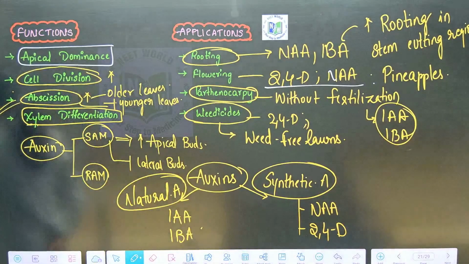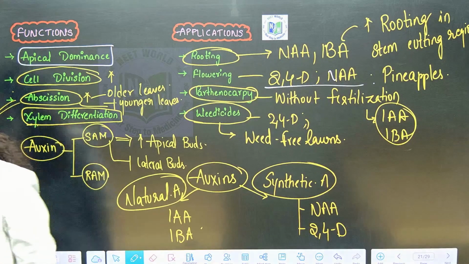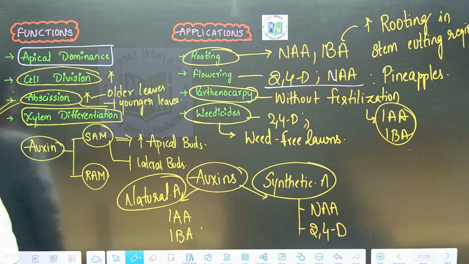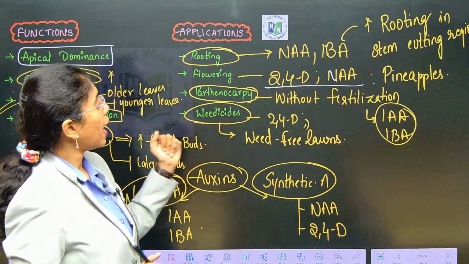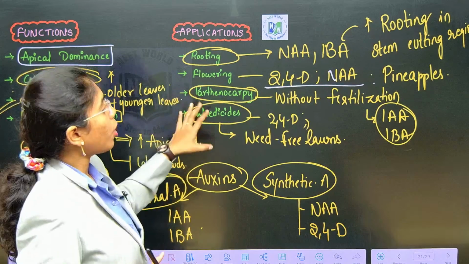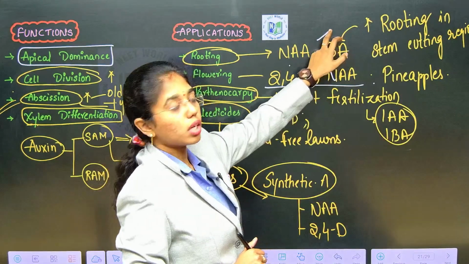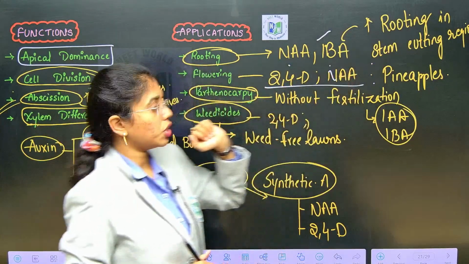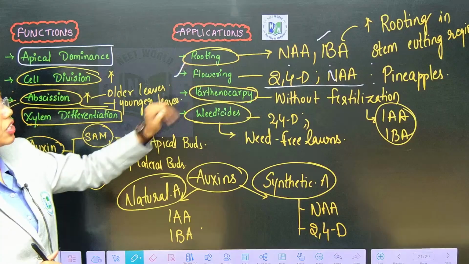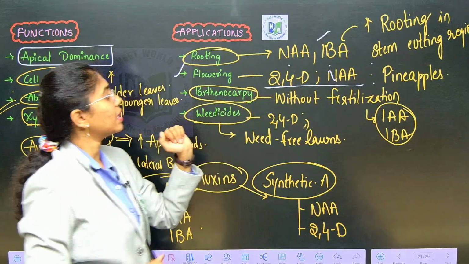And it includes xylem differentiation, and if you look into the applications of auxin, applications of auxin include rooting, flowering, parthenocarpy and weedicides. Of this, the most important segment you have to remember is NAA and IBA, one of which is natural auxin and the other is synthetic auxin, which will promote rooting in stem cutting regions. And next, flowering, especially in pineapples, it is promoted by 2,4-D and NAA. These are the synthetic auxins.